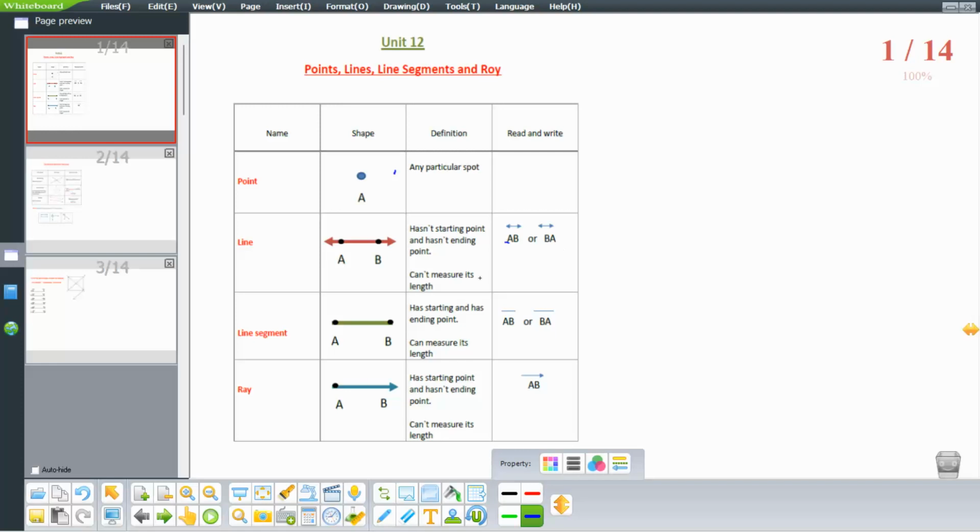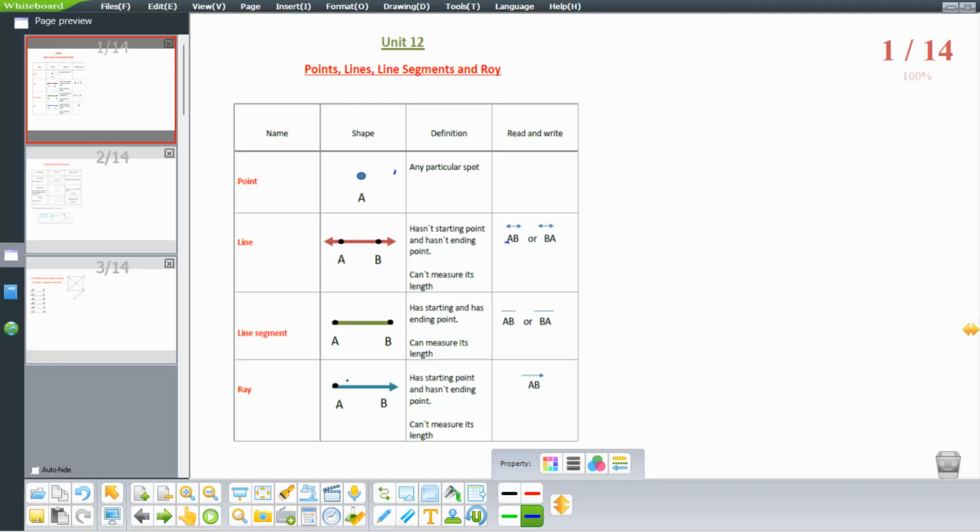The third is the line segment. A line segment has a starting point and has an ending point. And we can find the measure of it. We can define its start and end, so we can find its length. Okay, so we can measure the line segment. And we can also read it in two ways, AB or BA.